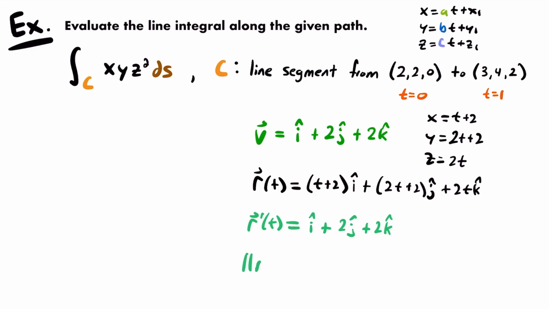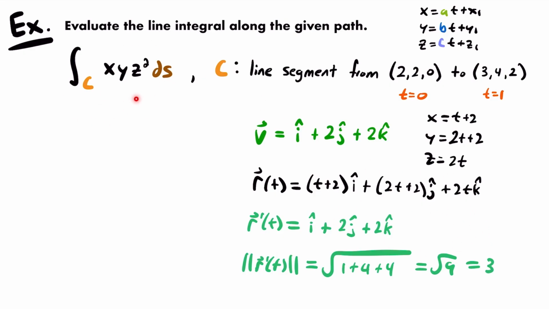But then taking the magnitude of it, you want to take the square root of the sum of the components squared. So you'll have 1 squared plus 2 squared plus 2 squared, which is 1 plus 4 plus 4. That equals the square root of 9, which is 3. And now we have everything we need to set up and evaluate this line integral.